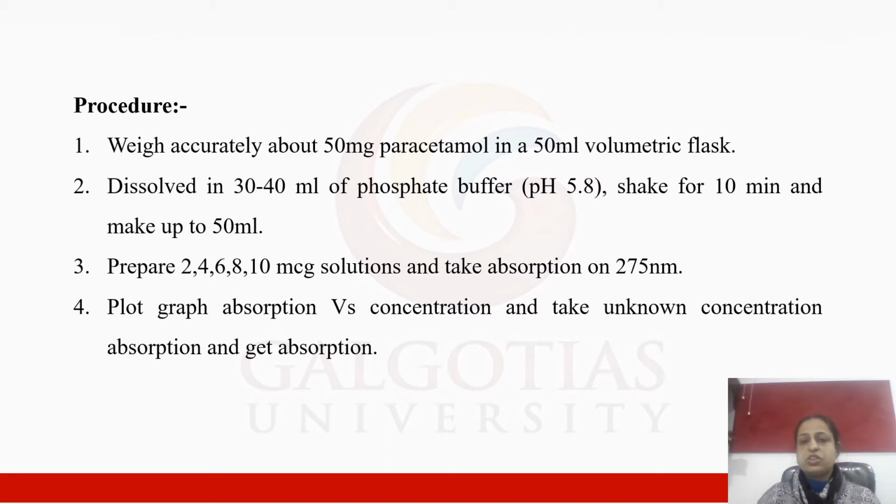After this, we have to prepare the stock solution of the drug, and for this we will take 50 milligram of standard drug and place it into a 50 ml volumetric flask, and then we will add around 30 to 40 ml of phosphate buffer pH 5.8, and it will be shaken, and then the volume will be made up to 50 ml with the same solvent. So it will be the stock solution.